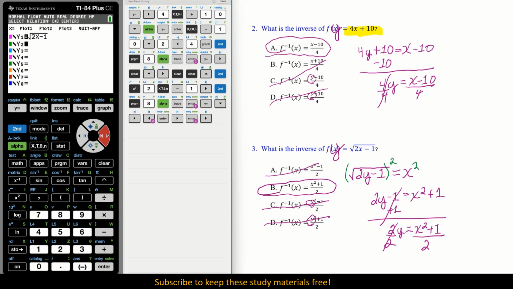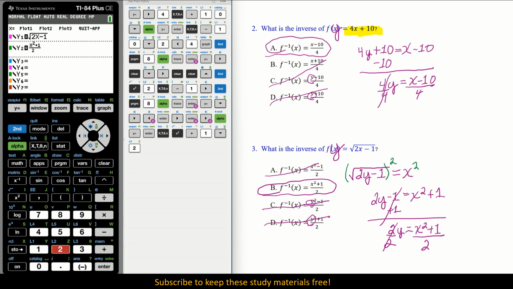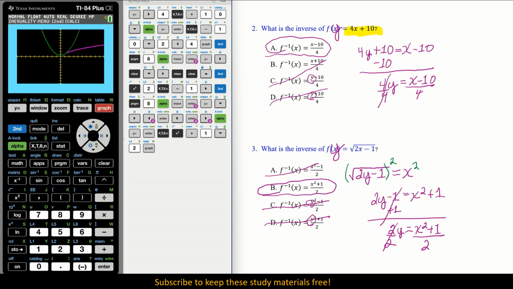So now let's enter the option that we believe is correct. Let's say alpha, y equals, select number 1, and we have x squared plus 1 as our numerator, and our denominator is simply 2. Okay, now let's graph that. Now you see what happened here? It gave us the whole quadratic, but it went straight over our inverse draw.